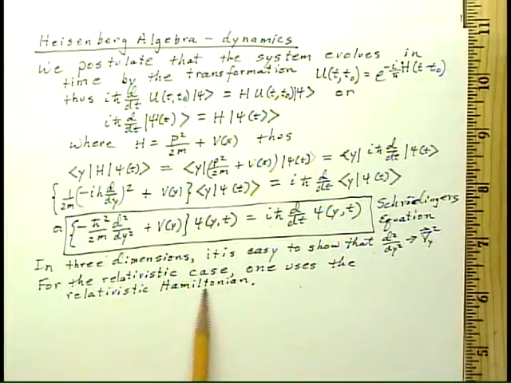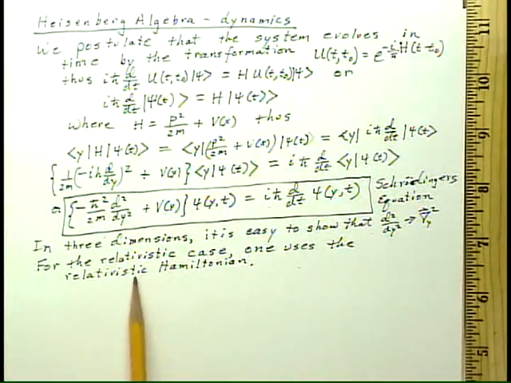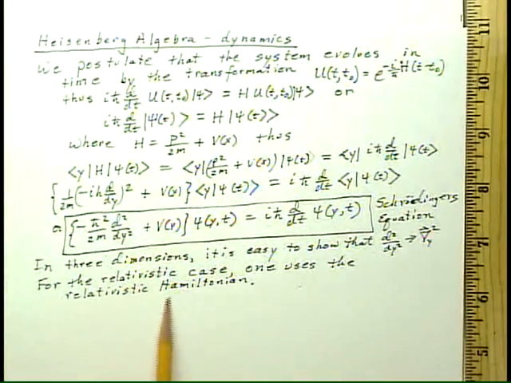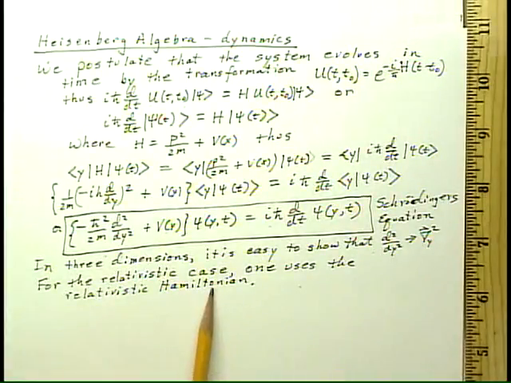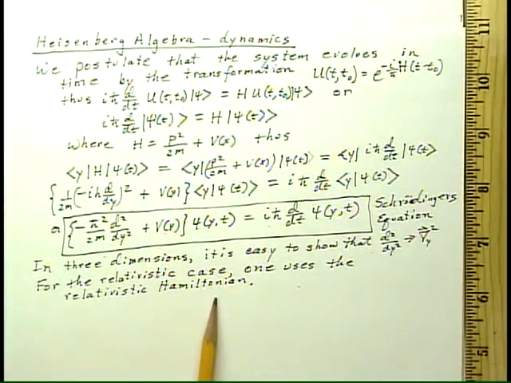For the relativistic case, we get something very similar. In that case, we must use the relativistic Hamiltonian. And that was the reason for the importance of going through the theory of relativity before we got to here, so we could easily generalize this to that situation.